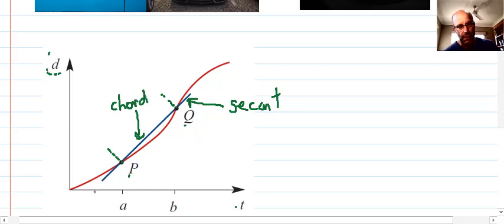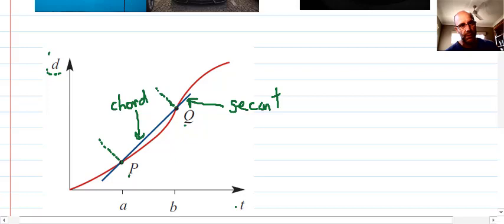So the whole line is called the secant. The part that's just bounded by the 2 points P and Q is called a chord. So a secant is basically an extension of a chord. It's important to make note of those two bits of terminology.